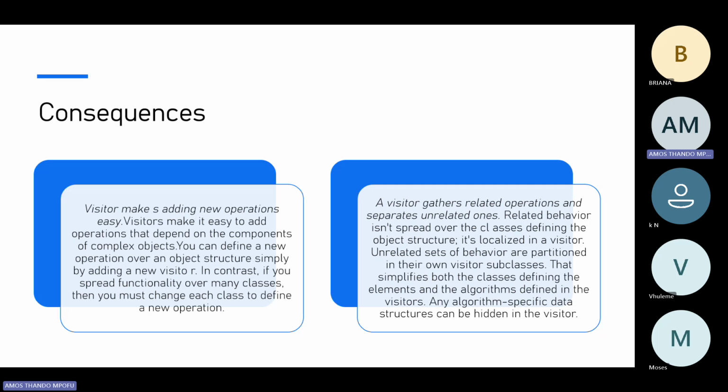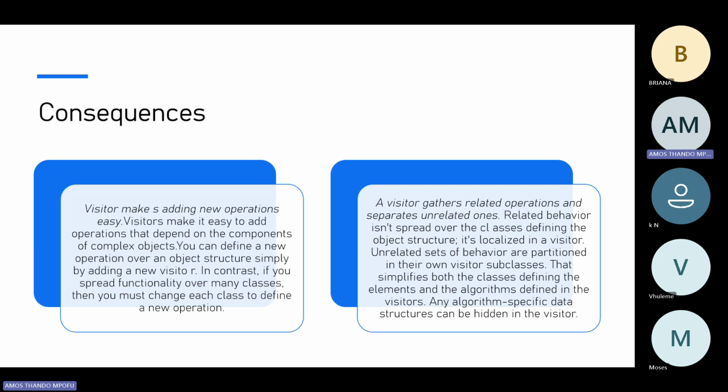So that's why you need to look at all the other things that that design pattern looks at, right? For example, there's unrelated operations. That's one of the key traits to look at when you're trying to know whether to use a visitor design pattern or not. Visitors make it easy to add operations that depend on the components of complex objects. So those visitors that are visiting make it easy to add new operations. You can define a new operation over an object structure simply by adding a new visitor.